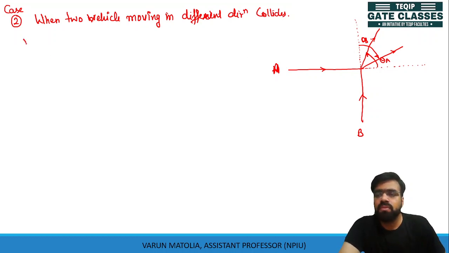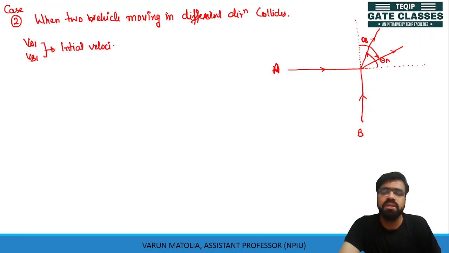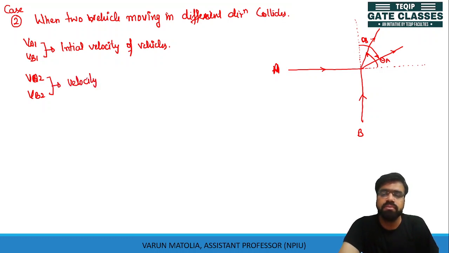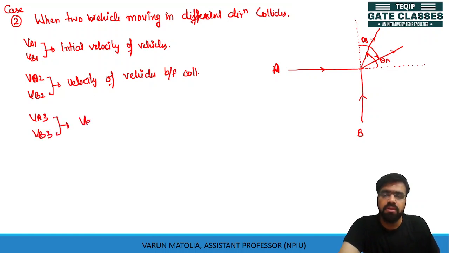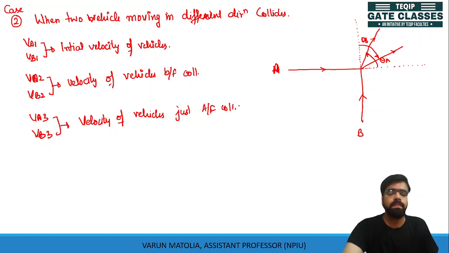All the values are the same: VA1, VB1, the initial velocity of the vehicles; then VA2, VB2, the velocity of the vehicles before collision; VA3, VB3, the velocity of the vehicles just after collision. So these are the values.